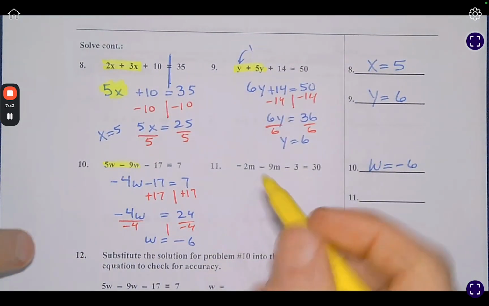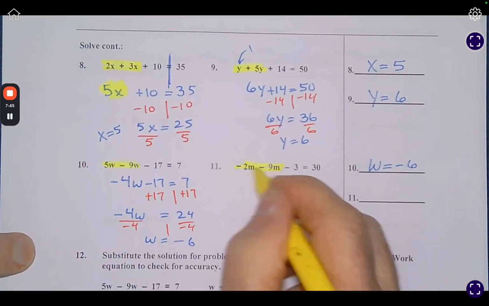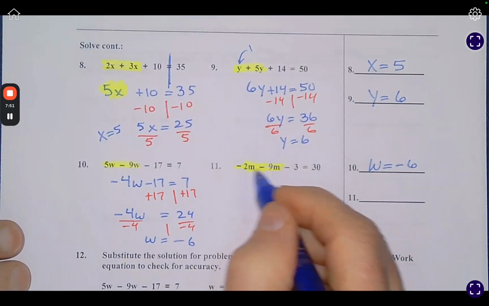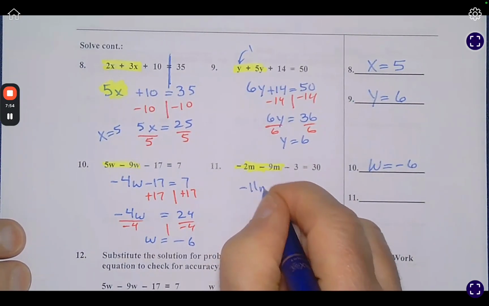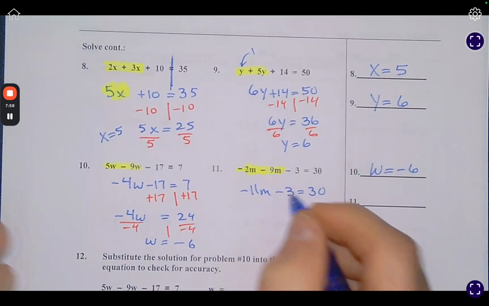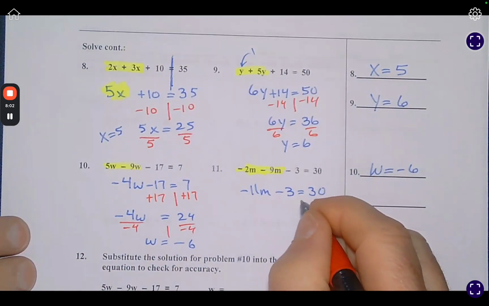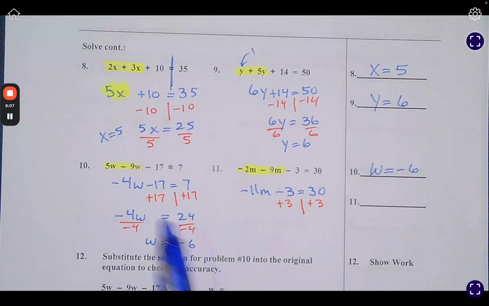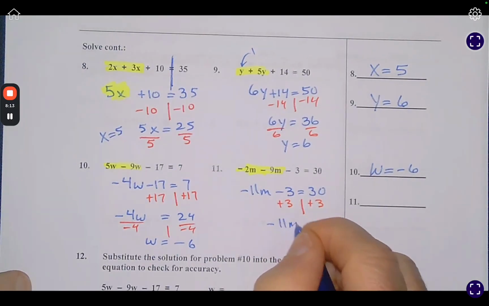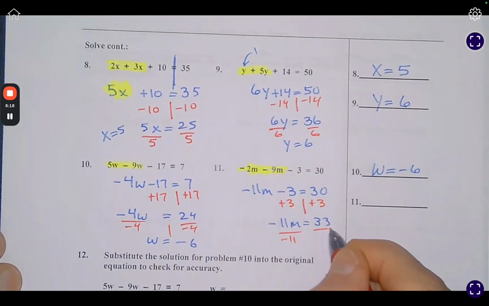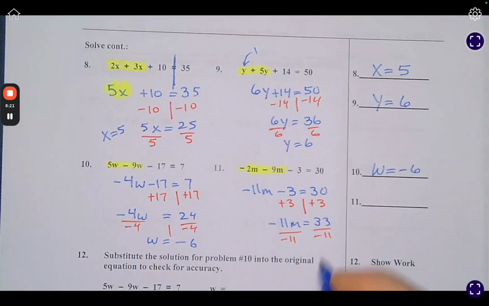These terms are like. They have the same category, m. I'm going to combine them. Negative 2 minus 9. So 2 negatives and 9 negatives is 11 negatives. Minus 3 equals 30. This term is not like that term. That category is m. That category doesn't have one, so it's called a constant. I'm going to move my constant over to be with that constant. But to move over the equal symbol, I've got to do inverse operations. Negative 11m equals 33. Divide by negative 11. Divide by negative 11. And m equals negative 3.